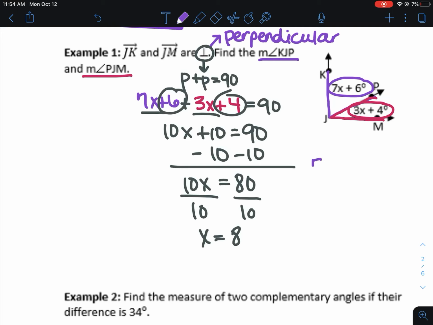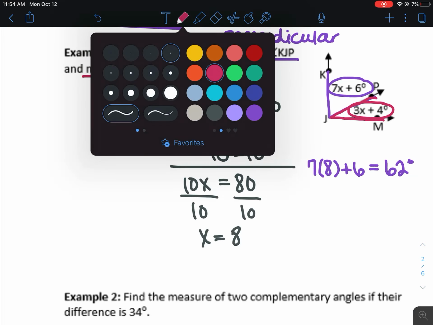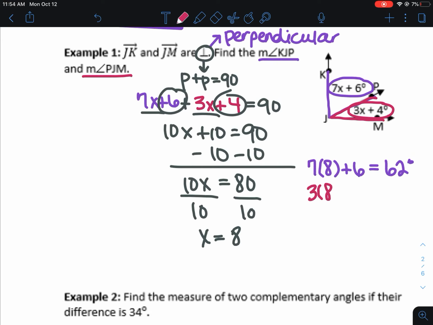So that's going to be 7x plus 6, and instead of x, we're going to put an 8. So 7 times 8 plus 6. And that's going to be 62 degrees. And then we're just going to plug it in for the second one as well. So that'll be 3 times 8 plus 4, which is 28 degrees. Okay, and we are done. The only thing I would say is make sure that when you add them up, they equal 90, since they're supposed to equal 90. But yeah, there you go.